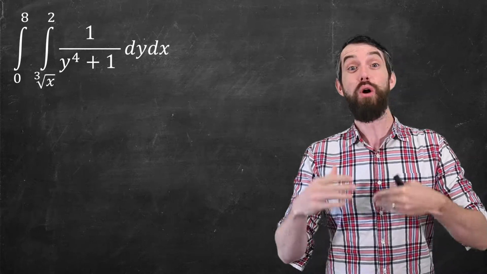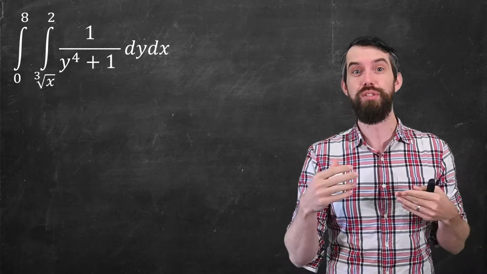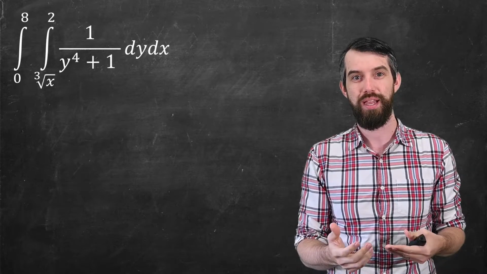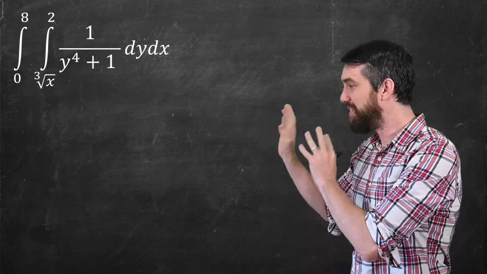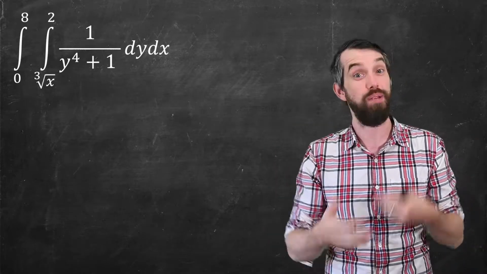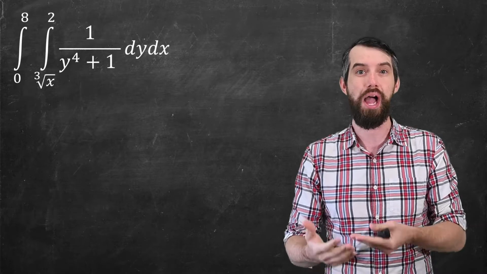In this video, we're going to solve a double integral, and we're going to use a somewhat interesting trick called changing the order of integration. The idea is as follows. In this double integral that I have, there is a specific order of integration that is implied by the fact that it says dy dx.